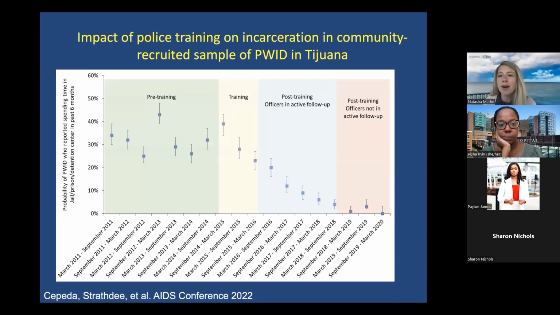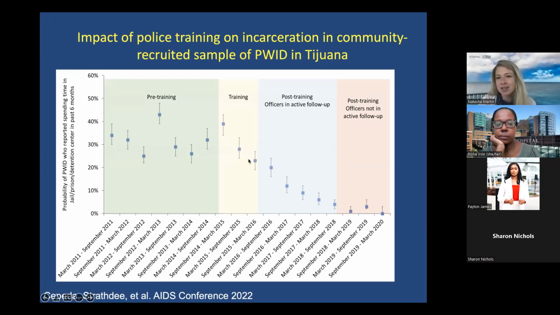What do we see among people who inject drugs? Do we see them reporting reductions in arrests and incarceration? This is showing you the proportion of people who inject drugs at each of our sample surveys. We survey them every 6 months. The proportion who reported spending time in jail or prison in the last 6 months. So you can see before the training, a third to as much as over 40% had reported that at some point in the last 6 months, they'd been detained or incarcerated.